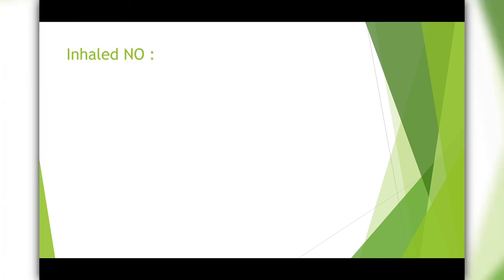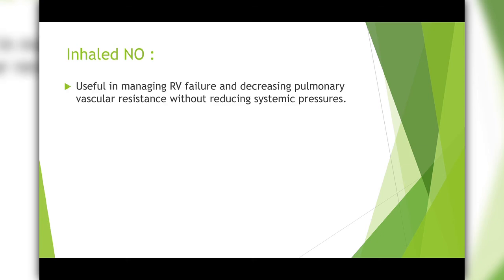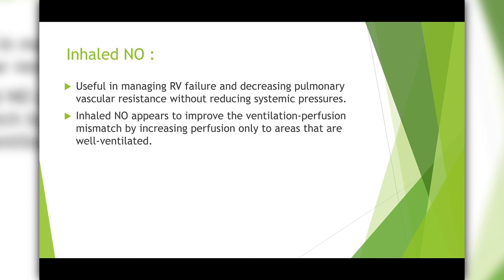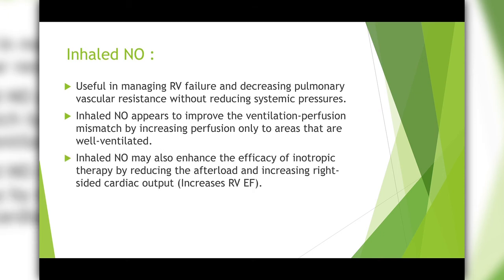Inhaled nitric oxide. Inhaled nitric oxide is useful in managing right ventricular failure and decreasing pulmonary vascular resistance without reducing systemic pressures. It increases perfusion only to areas that are ventilated, therefore improving VQ mismatch. It also improves right-sided cardiac output by reducing the afterload and therefore enhances the efficacy of inotropes.